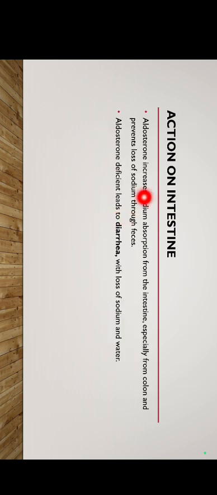Action on the intestine. Aldosterone increases sodium absorption from the intestine, especially from the colon, and prevents loss of sodium through the feces. Aldosterone deficiency leads to diarrhea with loss of sodium and water.